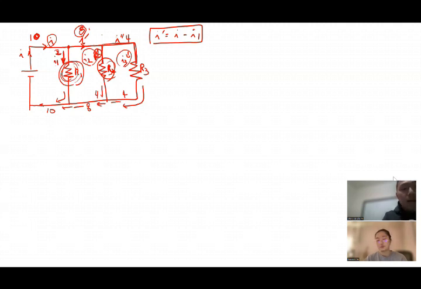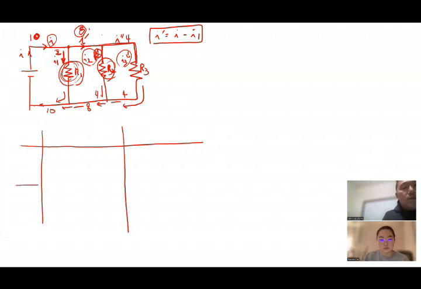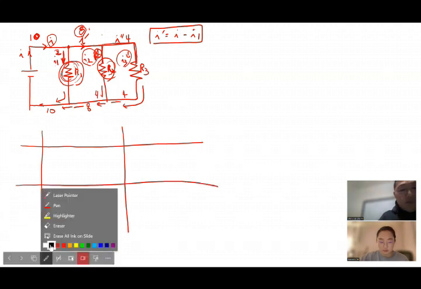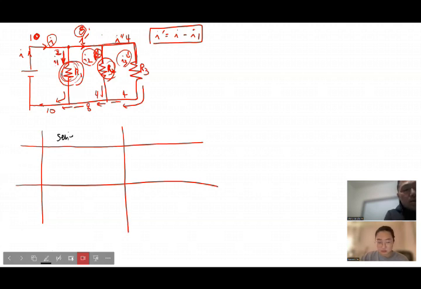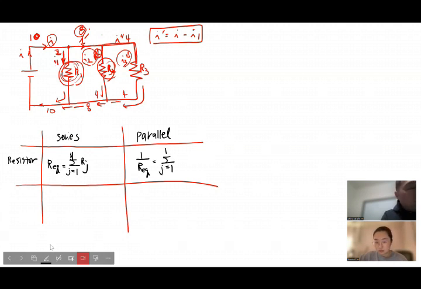So let me just rewrite it. Probably you already learned this one, but there are two different characteristics of the basic elements of a circuit, depending on how they are connected. So here, the series connection and the parallel connection. For resistors, the total equivalent resistance in series is just the addition of the individual resistors in the system. But for parallel connection, it's the inverse: one over the equivalent resistance is the sigma summation of 1 over Rj.